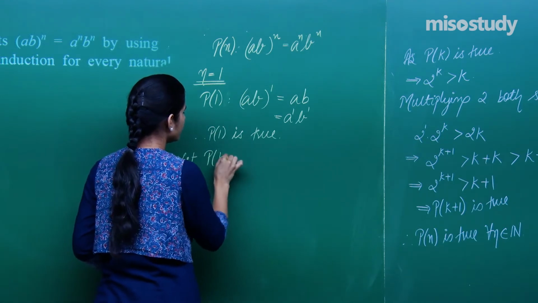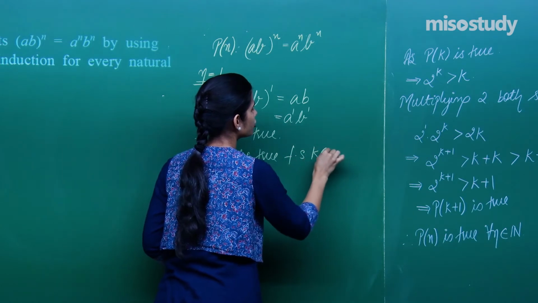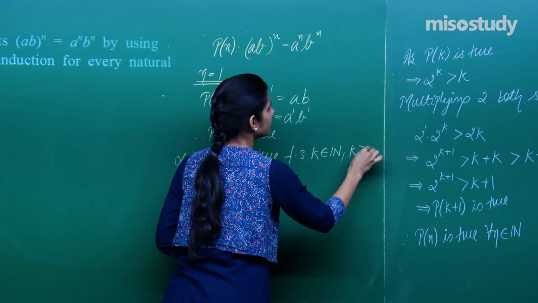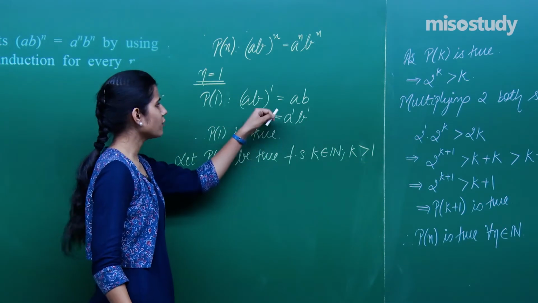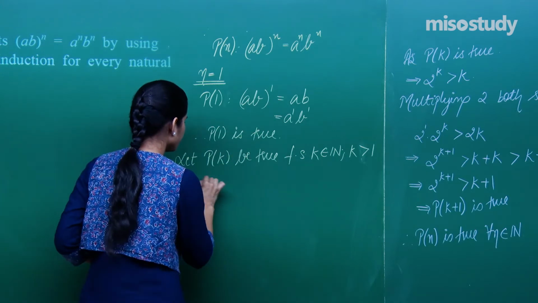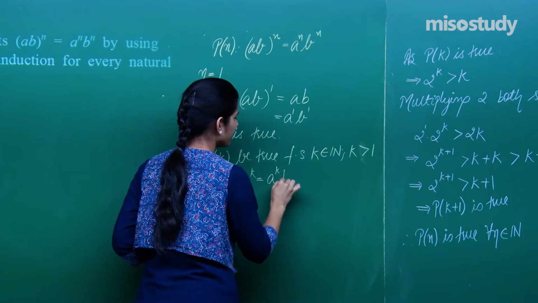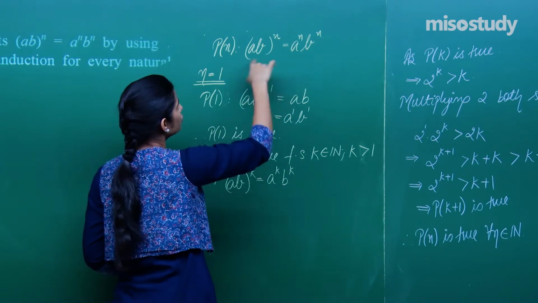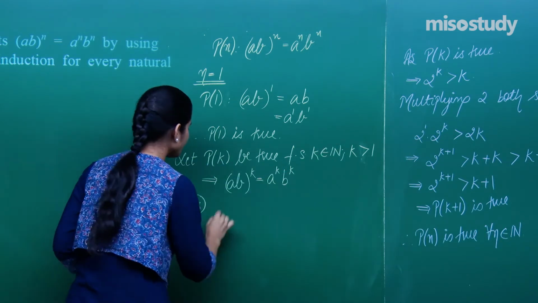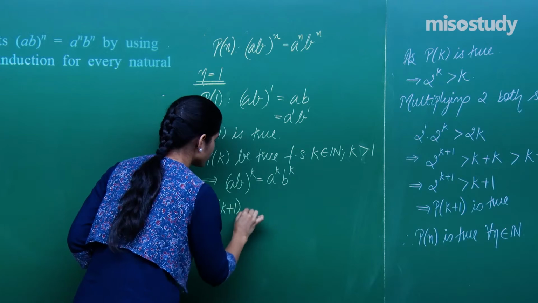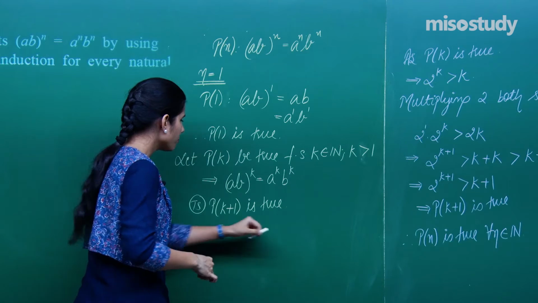Assume Pn is true for n equals k. Let Pk be true for some natural number k, k greater than or equal to 1, or strictly greater than 1 you can take, because for 1 we have already proved it to be true. If Pk is true, that means (ab) whole to the power k is a to the power k, b to the power k, because Pk is true means this is holding for n equals k. If this is holding, I need to show Pk plus 1 is true.